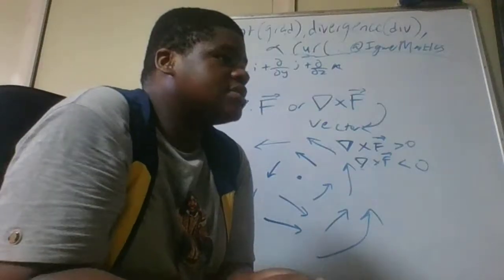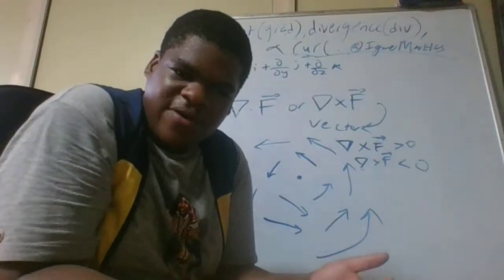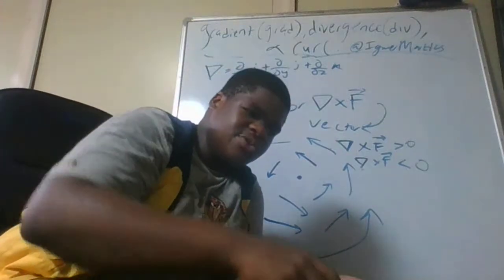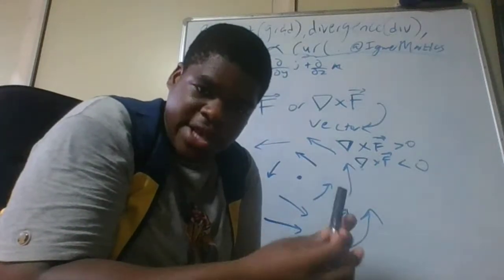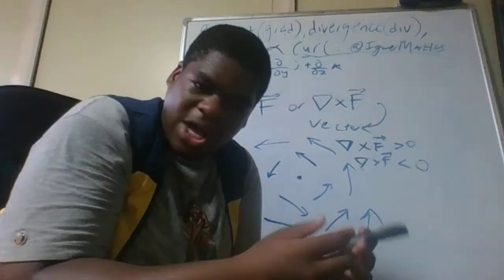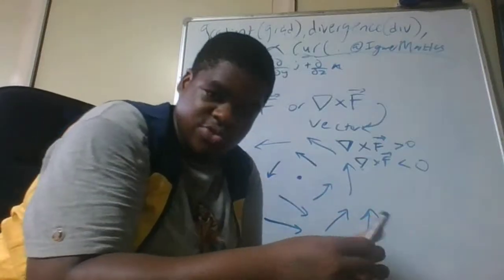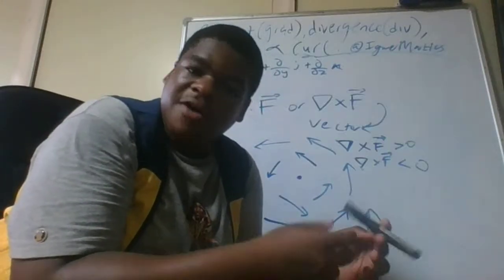How do I put this? Yeah, basically, it explains how fast something is rotating. Just because I'm telling you that this is turning clockwise, that this pen is rotating clockwise, does not mean I'm telling you how fast it's rotating.